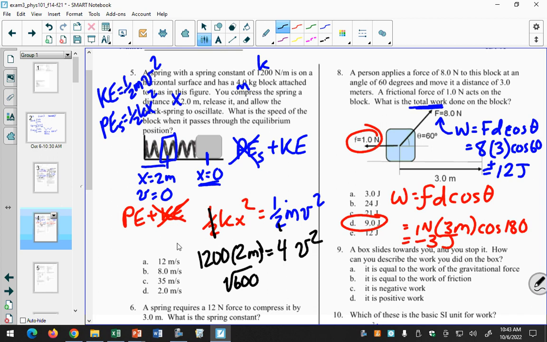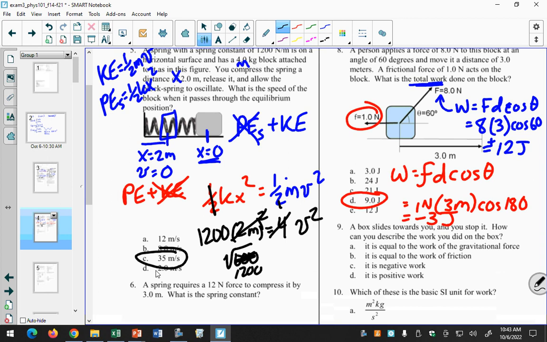Must be 35. Is that 35? Did I do that right? Let me make sure. 600 divided by 4. 24 divided by 4. Oh, there you go. I didn't square the x. Yeah, and that cancels the 4. So it's actually the square root of 1200, and that is 35. I'm pretty sure. Okay? Probably going to have a question like that. I would consider that a conservation of energy problem, but considering springs.